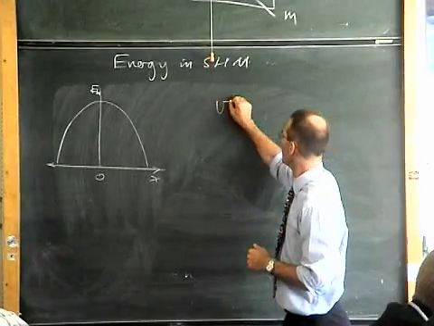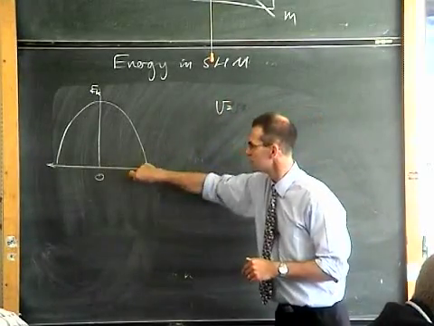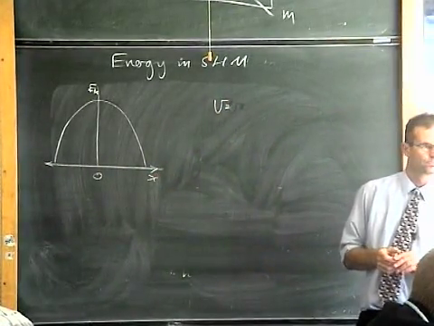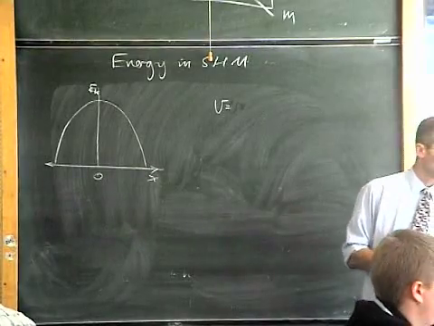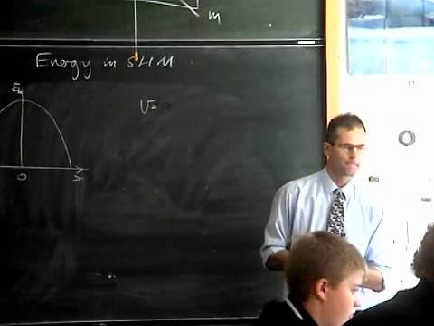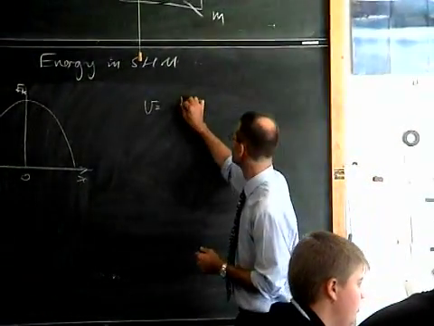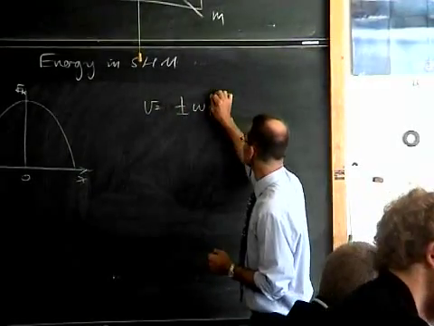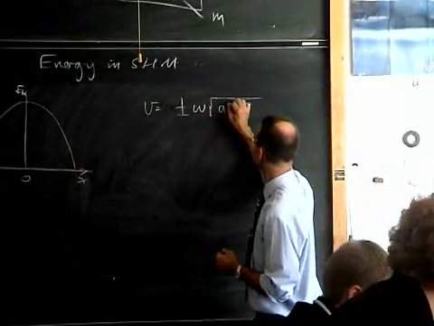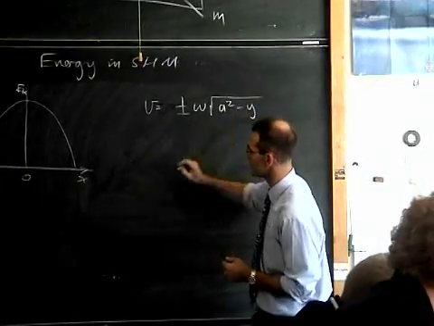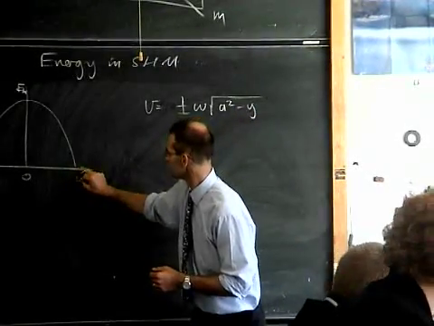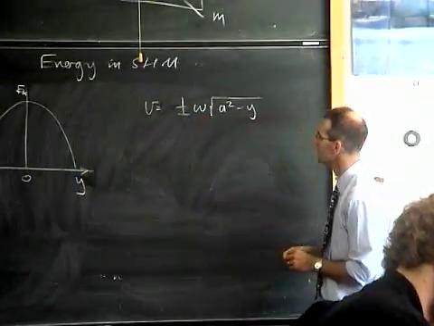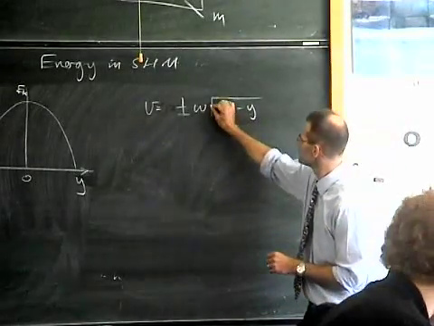If you look back in your notes, what is the equation for velocity of the simple harmonic motion particle in terms of the displacement? A page or two back in your notes. Okay, plus or minus omega, square root of a squared minus y squared. So actually we're using y for displacement rather than x.